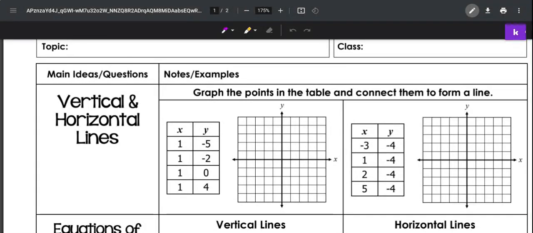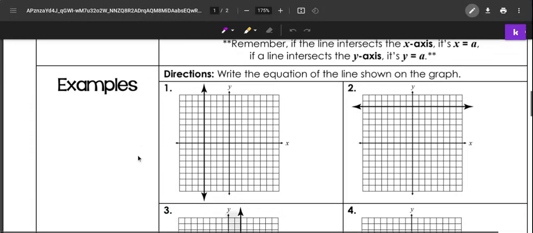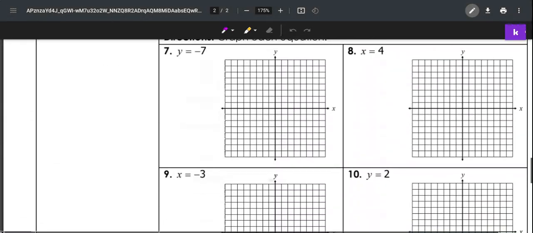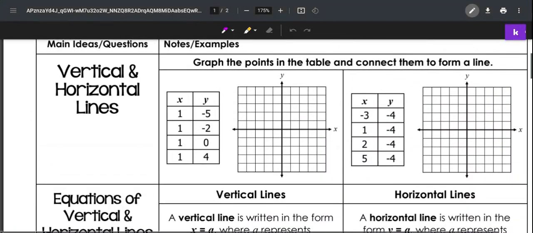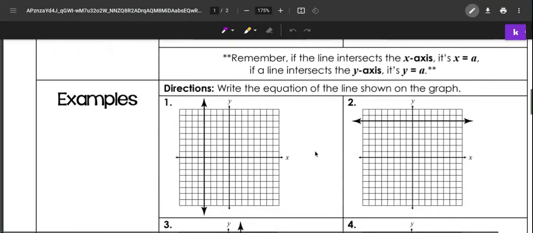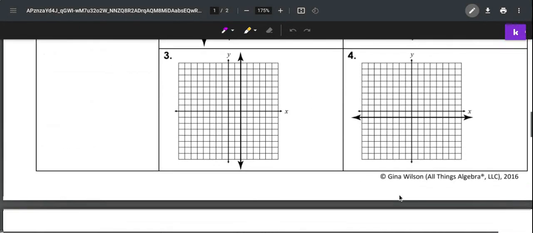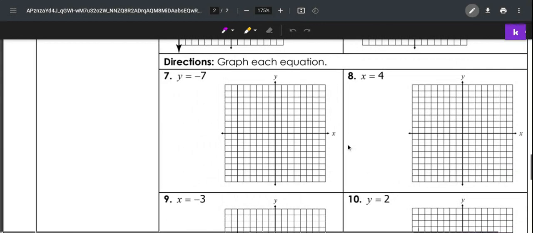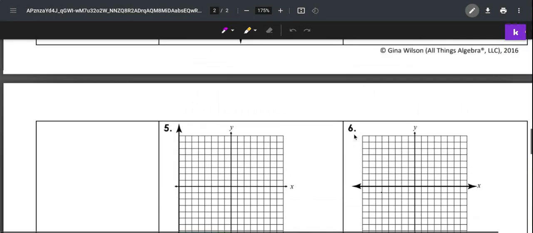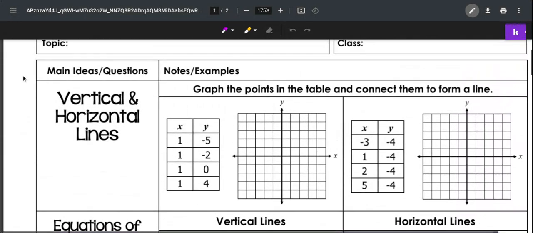All right, we're going to look at vertical and horizontal lines. We're going to look at graphing a few of those, and then we'll look at writing the equation for those, and then we'll finish off with some of the graphing as well. So, horizontal and vertical lines.